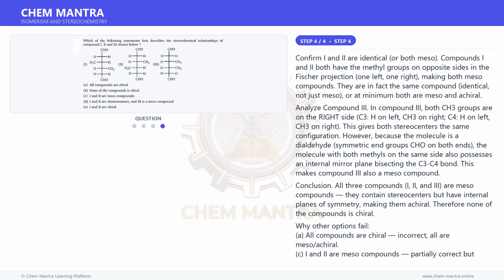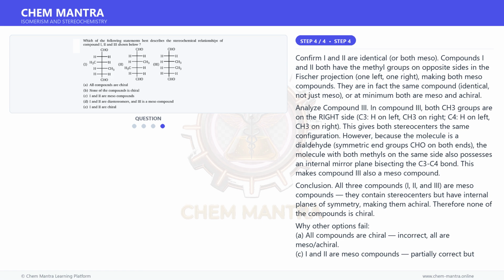Why other options fail? A. All compounds are chiral. Incorrect. B. All are meso-achiral. C. I and II are meso compounds. Partially correct but ignores 3, which is also meso-achiral. D. I and II are diastereomers, and 3 is a meso compound. Incorrect. I and II are both meso, not a chiral diastereomeric pair.